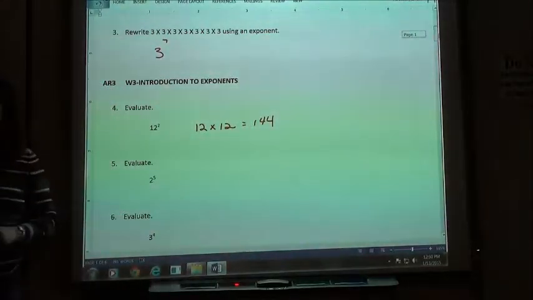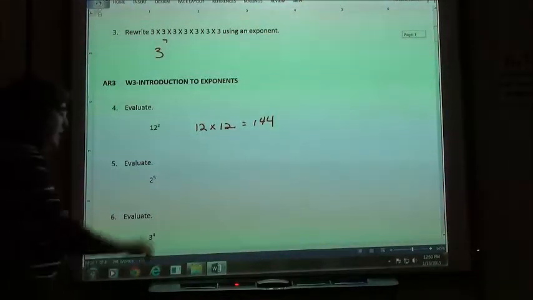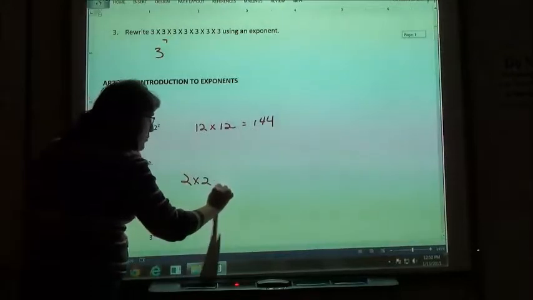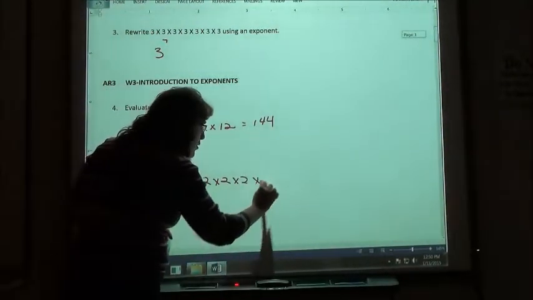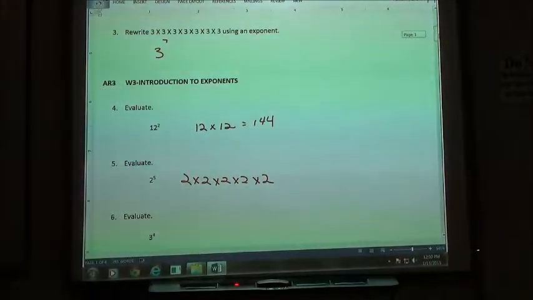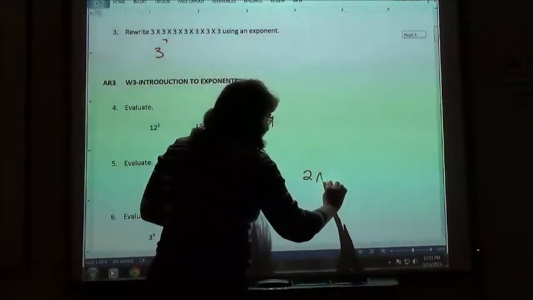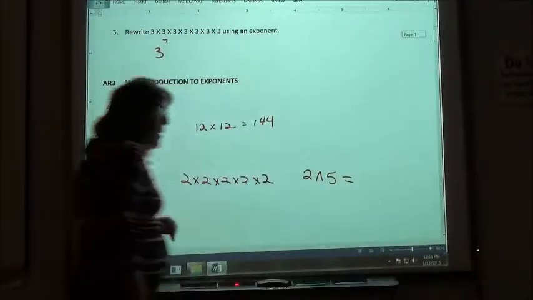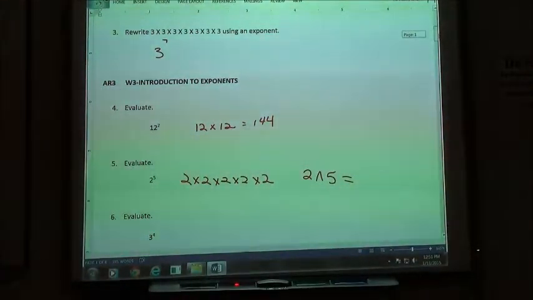Obviously, once we get a higher exponent, I really wouldn't want to punch in 2 times 2 times 2 times 2 times 2. That would take a long time. Since there isn't a shortcut button on our calculator, we just have to use the caret key. So we're going to type in 2 caret 5 and hit equals. What do you end up with?